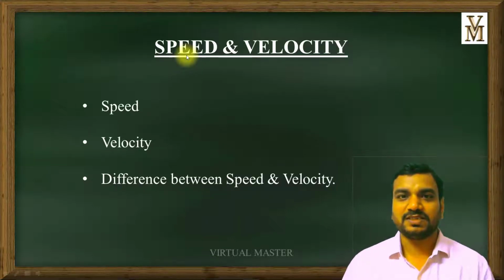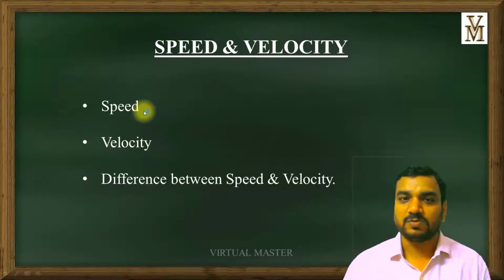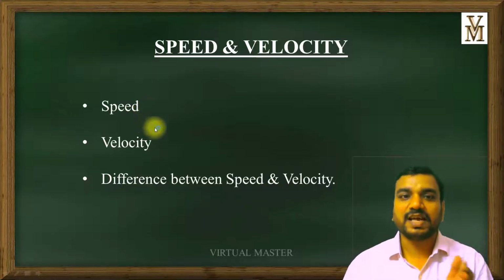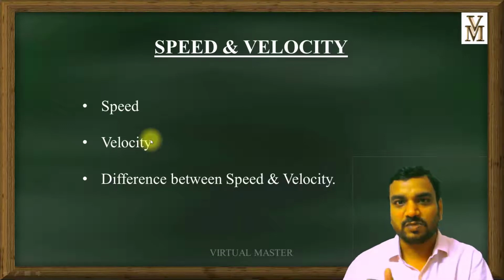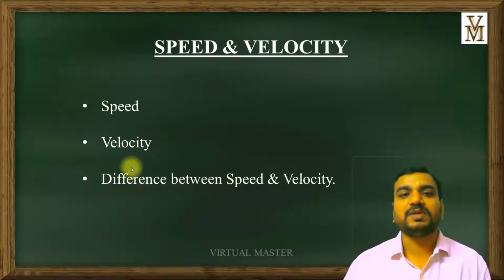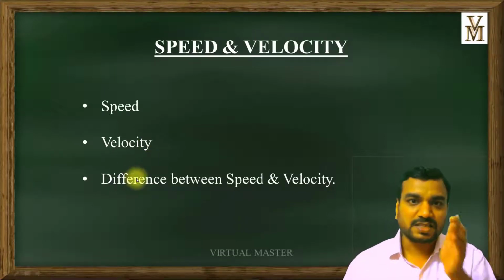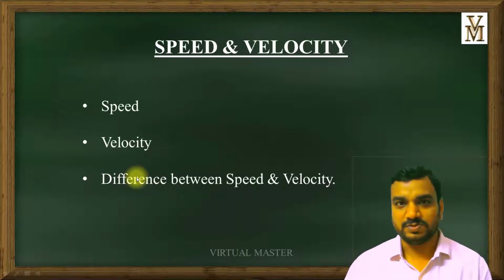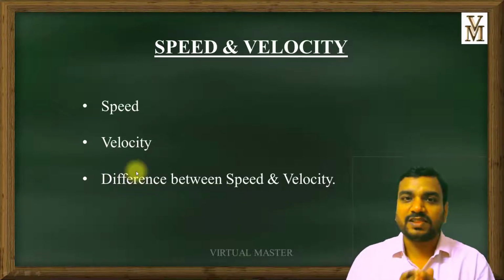In the previous session, we have solved a few numericals and multiple choice questions related to distance and displacement. In this session, we will be discussing the average speed and instantaneous speed of the object, and the average velocity and instantaneous velocity of the object. At the end, we will be discussing the difference between speed and velocity of the object. Watch this video till the end.